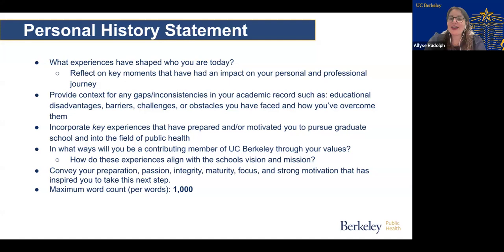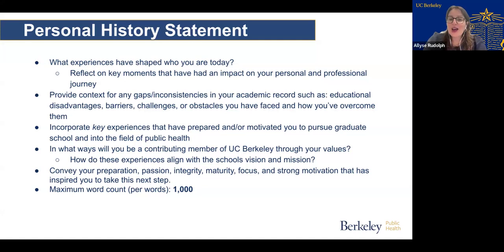You want to incorporate any experiences that have prepared you and motivated you to complete this degree. I would say especially those experiences that have prepared you, because again, this is still a part of your case for why we should admit you into the program. And so, talk about those key experiences that made you fall in love with this field, but also made you uniquely prepared to work in the field of public health.